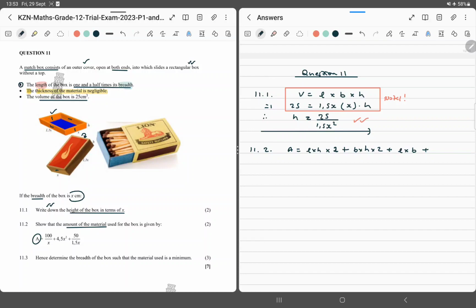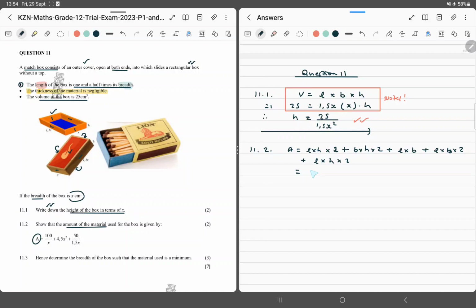Plus, now we're going to focus on the box. The box, again, is this area plus that one underneath. So it's going to be plus length times breadth, multiplied by 2. Plus, because there were 2 components, we've got this one and that other one on that side. So this is going to be the length times the height times 2. Okay, that's it. So I'm just trying to work it out, guys, because they said show.